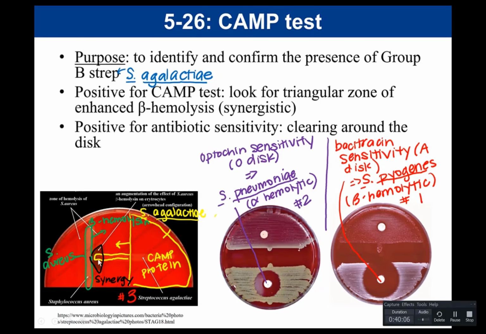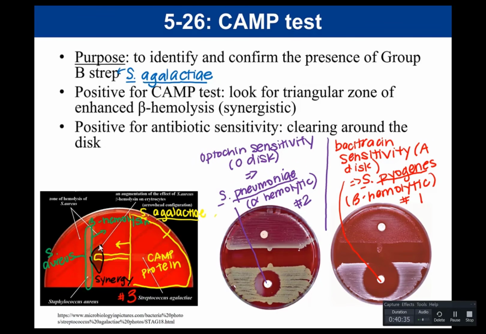And so those two combined, right, you also have a broad streak here. This bacteria is producing this CAMP protein. This bacteria is producing the beta hemolysin, and you get this enhanced synergy between that CAMP protein and the beta hemolysin, and you get this synergistic clearing, this triangular shaped clearing, which is characteristic of a CAMP test.